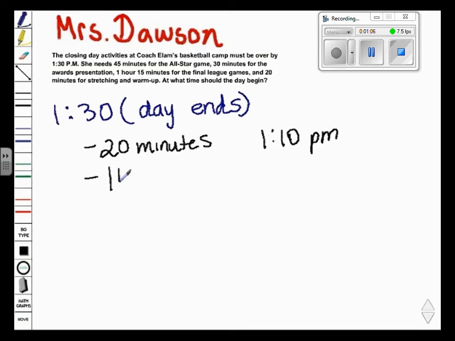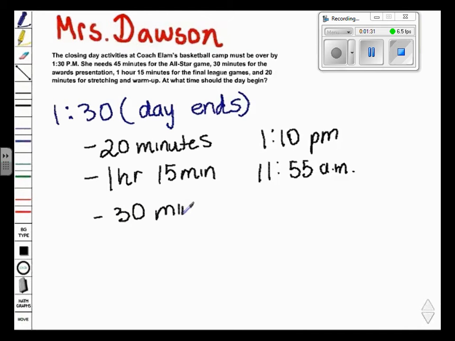If we go back 1 hour and 15 minutes for the final league games, we are at 11:55 a.m. Then 30 minutes for the awards presentation. A half an hour before 11:55 a.m. would be 11:25 a.m.